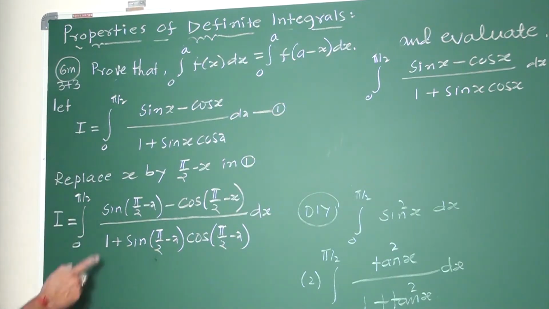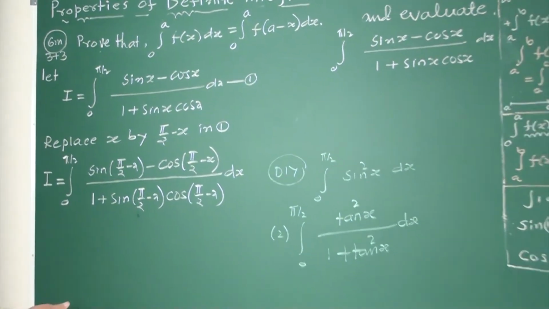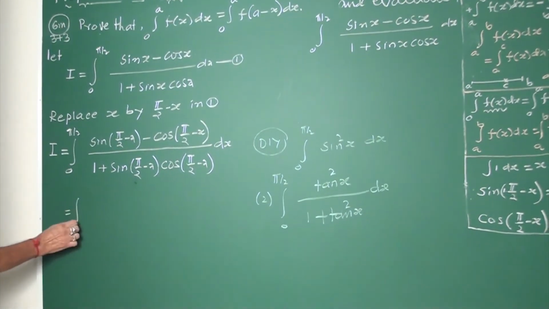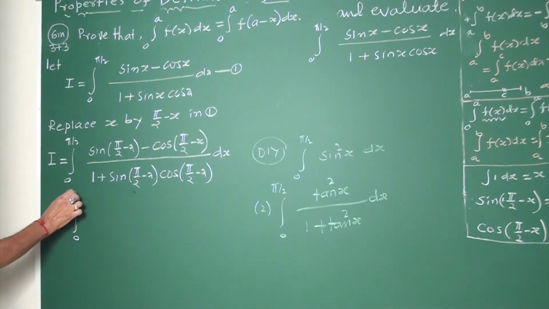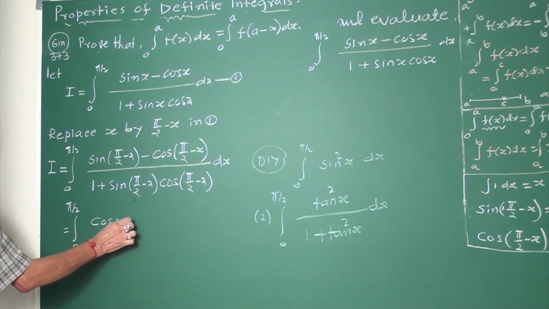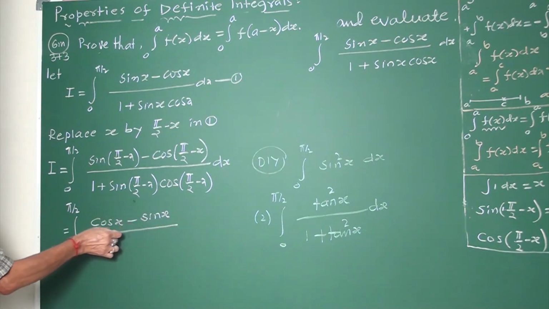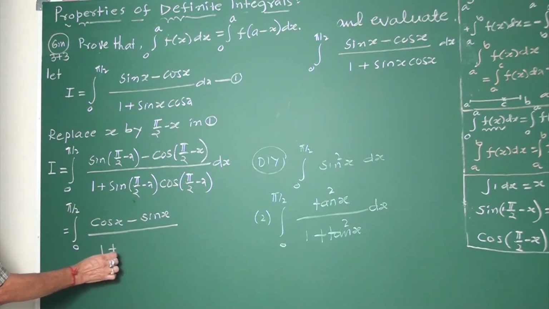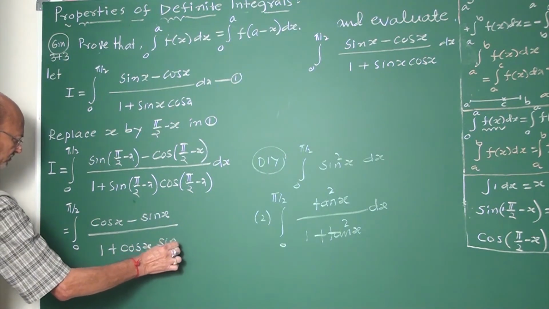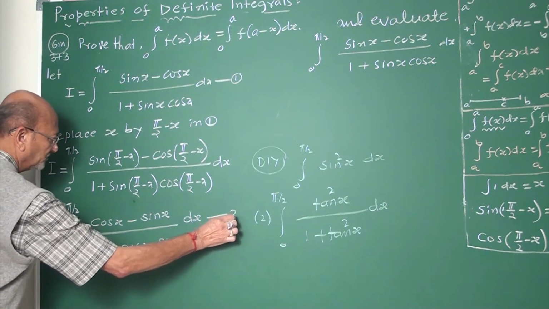Simplify it. When you are replacing your angle by pi by 2 minus x, you have to apply what? Allied angle formula. Sine changes to cos, and cos changes to sine. The denominator is 1 plus cos x into sin x, my friends, dx. Now name this as 2.